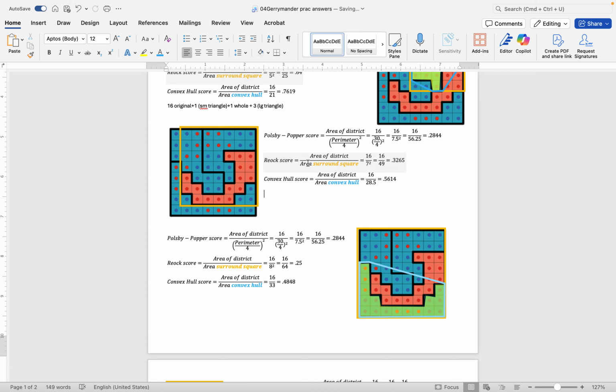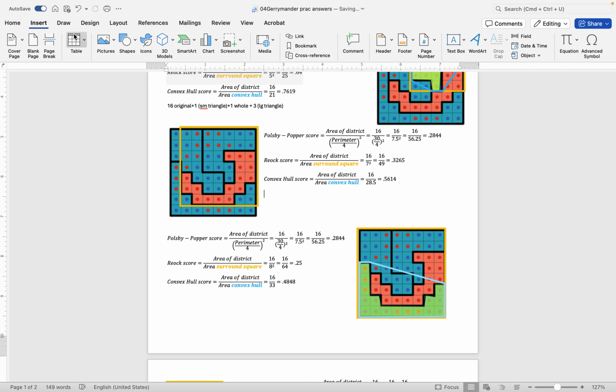So when we go to do the Reock score, first our area of our district is still 16. The surrounding square is 7 times 7, right? Because each side of it is 7. To find its area, we take 7 times 7. That's 49, and then 16 divided by 49 for a final Reock score of 0.3265.